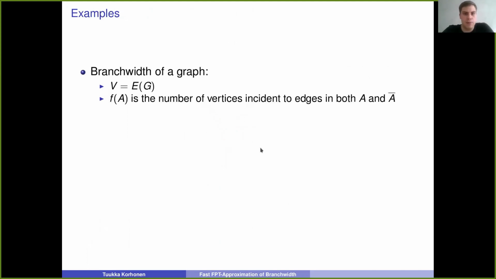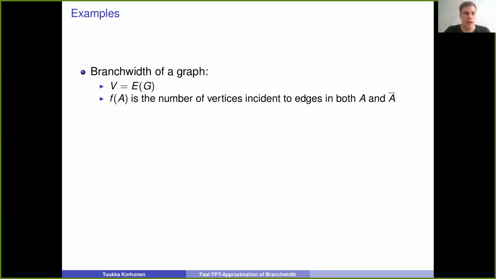And some examples are, well, first, just the branch width of a graph. So here we have that this set V is the set of edges of the graph, and the value of this function is the number of vertices that are incident to edges in both A and A bar. So A is some set of edges and A bar is some set of edges, and now you look at the vertices that are adjacent to both of them.